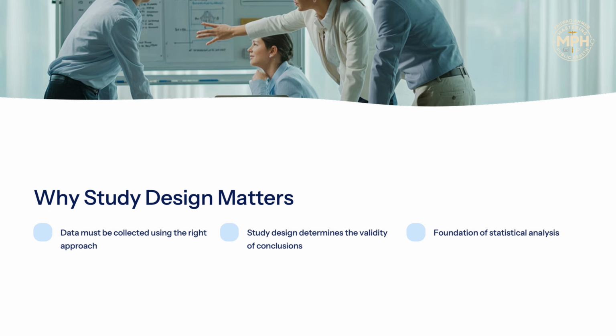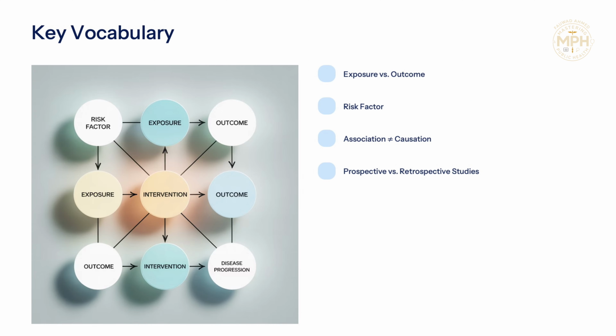Whether it's choosing a survey, an observational study, or a randomized trial, picking the right design helps us answer the right question the right way. First is understanding the vocabulary. Study designs are built around key terms. An exposure is what we think might affect an outcome, like smoking. An outcome is what we are measuring, like lung cancer. A risk factor increases the likelihood of disease, but doesn't always cause it. And remember, association is not the same as causation. Also important is the timing. Prospective studies look forward in time, while retrospective studies look backward.